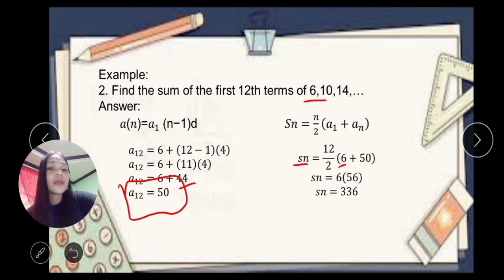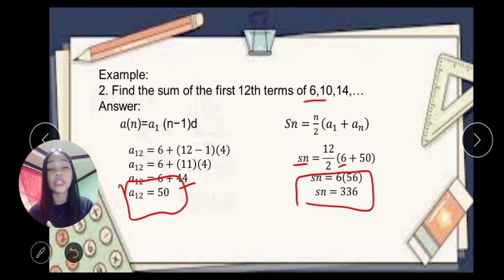Now, we should multiply our answer from dividing n by 2, and then multiply it by the result of the first term plus An. So, 6 times 56 equals 336. Okay. Ganyan kung kukunin natin ang Sn, at ganun din kung kukunin natin yung Sn.